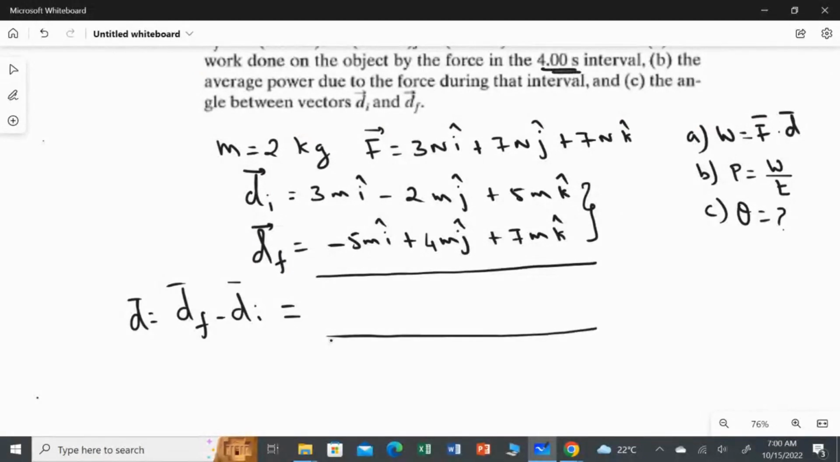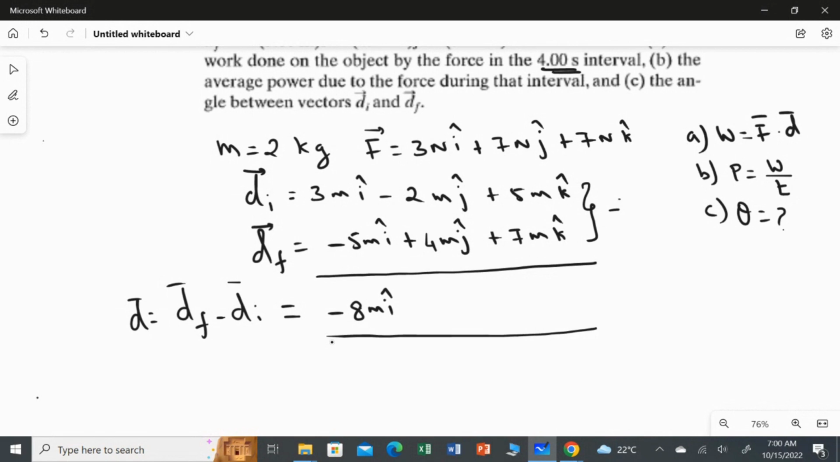Clear? So now 3 minus of minus 5. Sorry, from here, because it's d final minus d initial, that means minus 5 minus of 3. So that means this is minus 3. Minus of 3 gives you minus 8 meter i cap. Don't subtract i with final, okay? Because the formula is final minus initial.